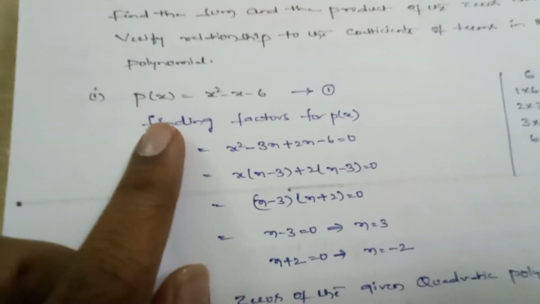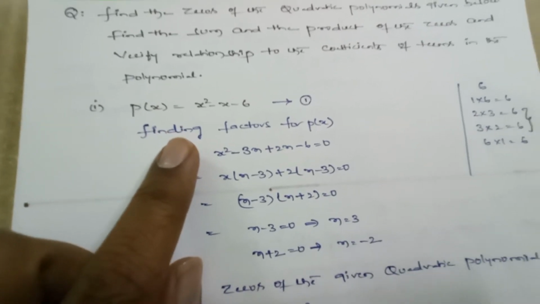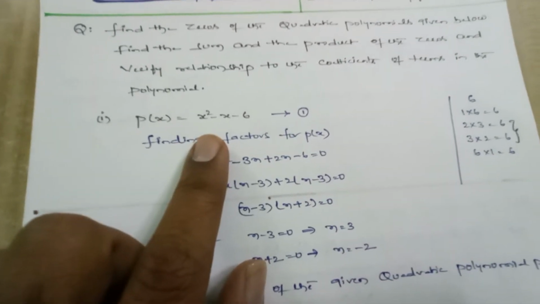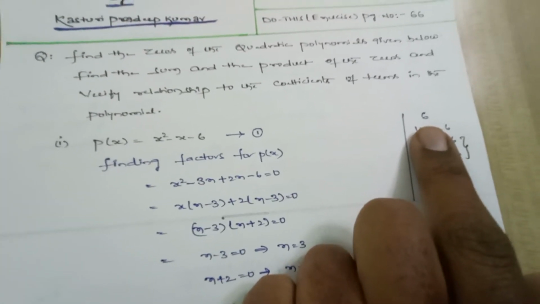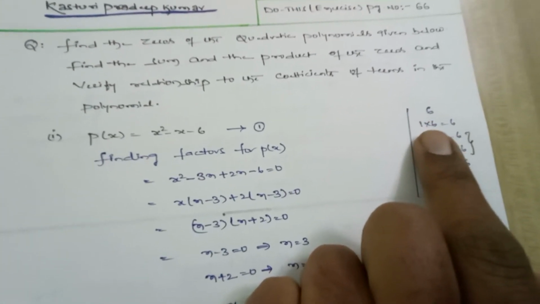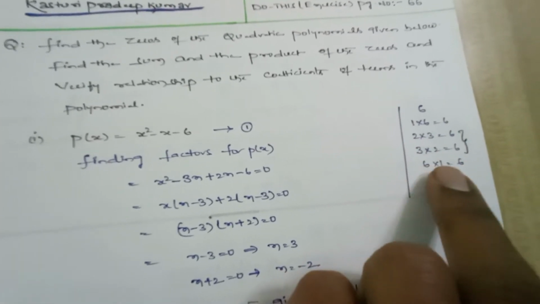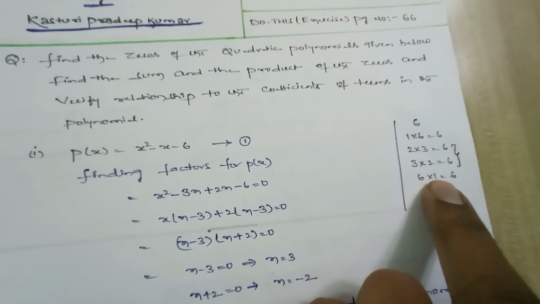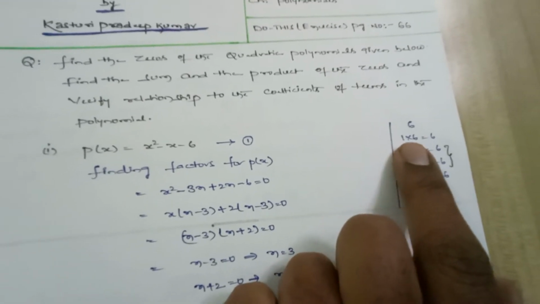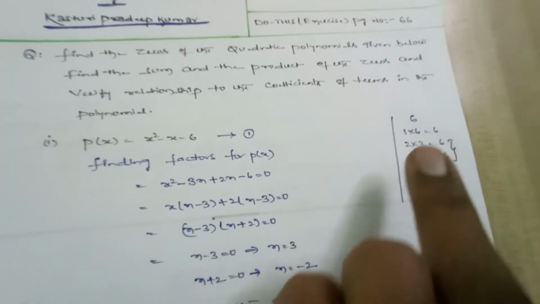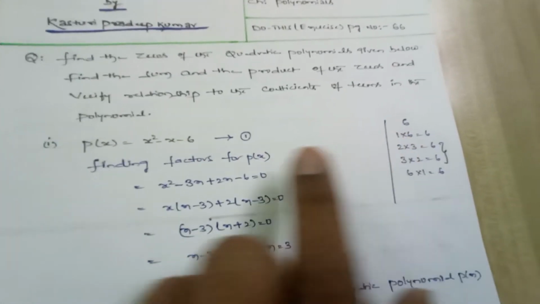What is given? P of x is equal to x square minus x minus 6. Okay, first we have to take the factors for 6. So 6, it will go in how many tables? 1 into 6, 2 into 3, 3 into 2 and 6 into 1, right? So how to find the factors, guys? When you take the sum, you should get the middle term. When you do the product, you should get the last term.